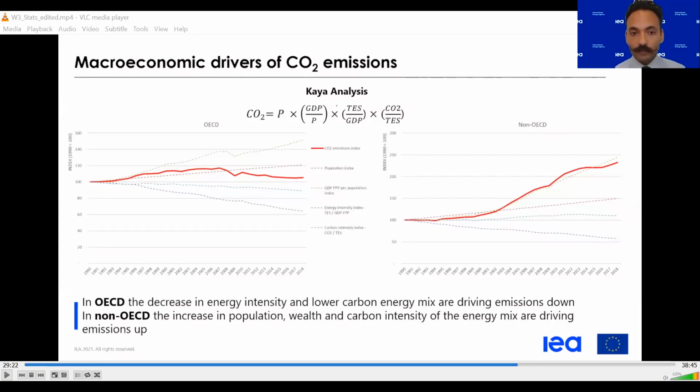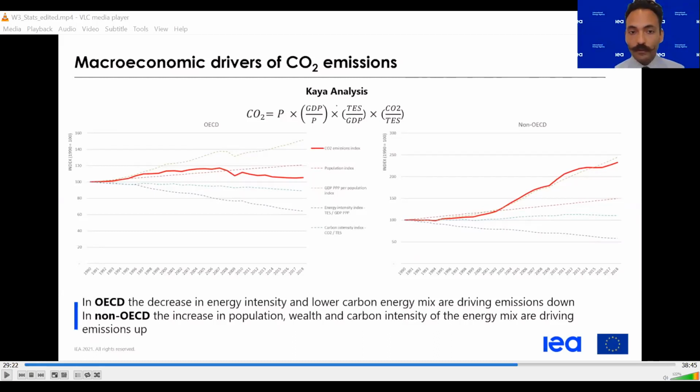Now, if you look at the figures on the graph in the OECD countries on the left, you can see that we have a very steep increase in the economic growth, which is GDP per population.